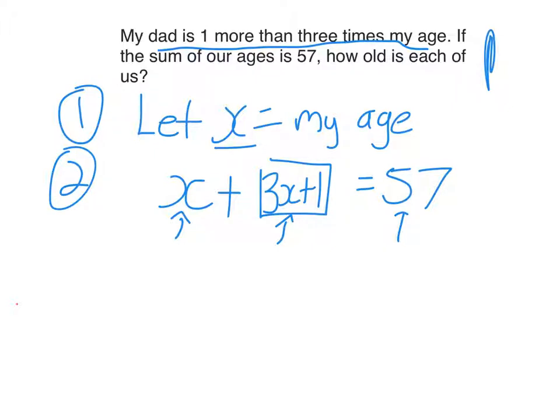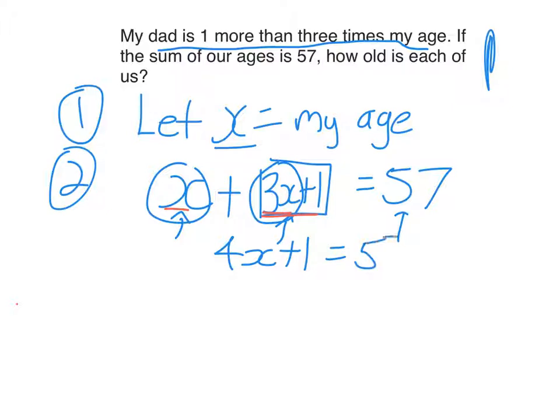So before we solve that, we might just tidy it up a bit because x and 3x are like terms. Remember, you can't add 3x and 1 together to get 4x. They are not like terms. But x and 3x are both like terms because they both have an x there. So x plus 3x is 4x. So we have 4x plus 1 equals 57. In other words, 4 times my age plus 1 equals 57.